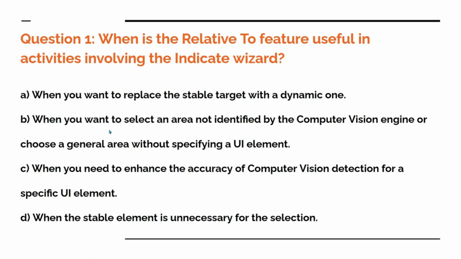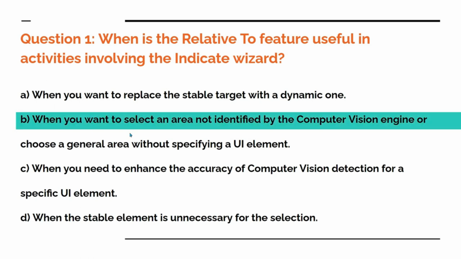Okay, so let me reveal the answer. The answer is B. When you want to select an area not identified by the computer vision engine, or choose a general area without specifying a UI element. So this is the right answer. Now, where do you find this documentation?